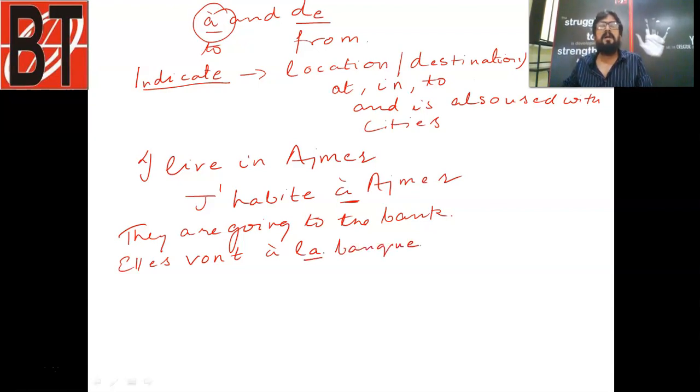À la. Why à la? Because bank is feminine, right? So in both the sentences you have seen that we are describing a location. Here when I am using à, it is also describing a location. Here this "to" is also a destination. So I suppose you understand.